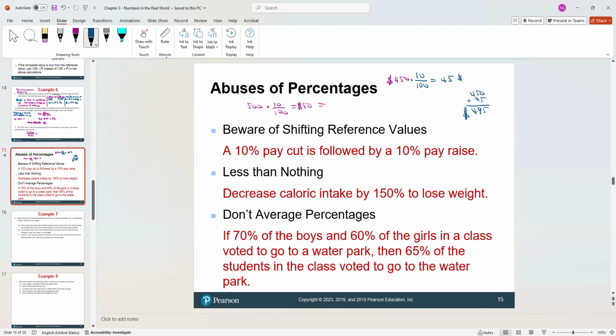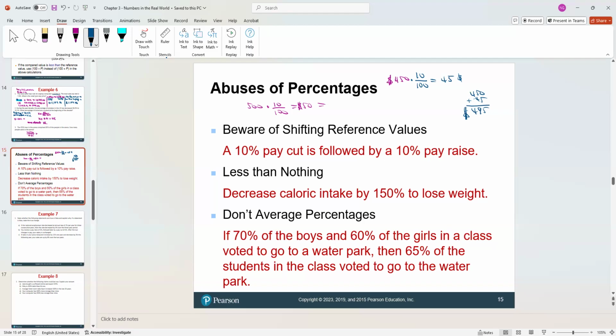Now, you can have less than nothing, right? A decrease of less than nothing. We often see numbers that represent large percentages, right? Decrease calorie intake by 150% to lose weight. In most cases it is possible to have less than 100 percent, but it is not possible to decrease by more than that. Consider an advertisement claiming that, so it doesn't make any sense, right?